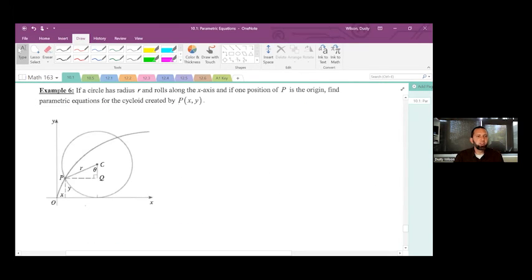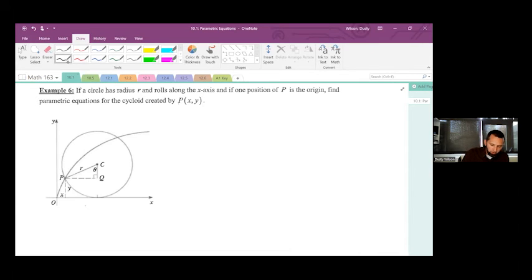Example 6. If a circle has a radius r and rolls along the x-axis, if one position of P is the origin, find the parametric equations for the cycloid created by P, x, y. This is an interesting question that requires us to do a little bit of thinking. So one piece of thinking we have to deal with is around the circumference of a circle.